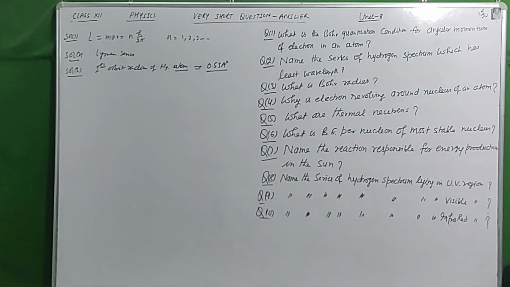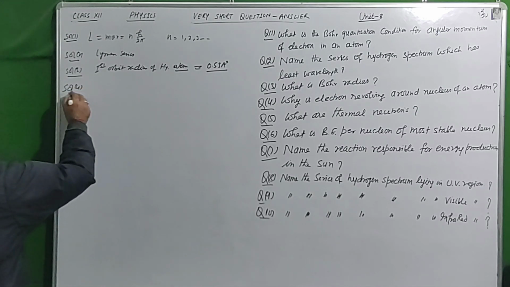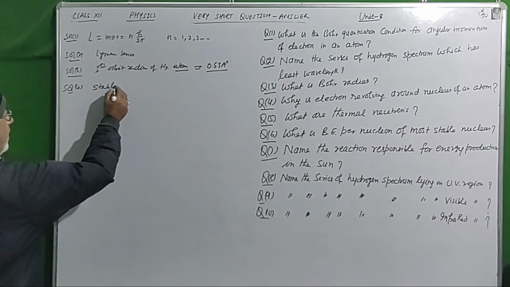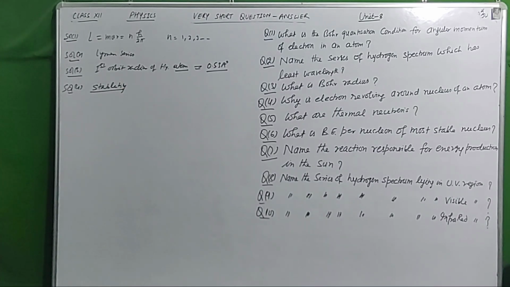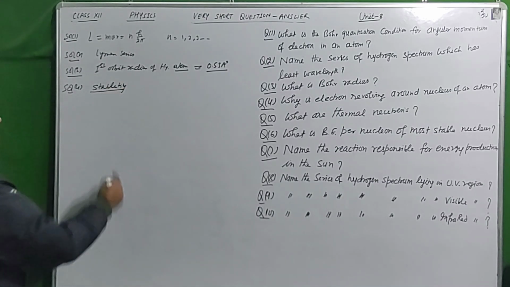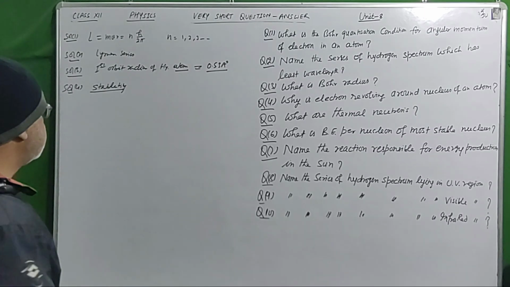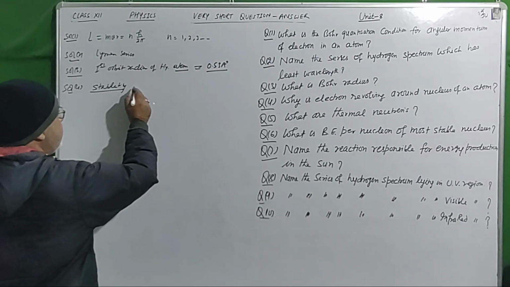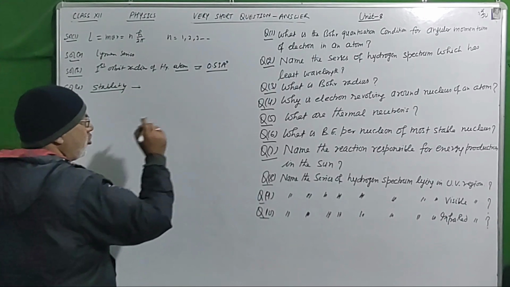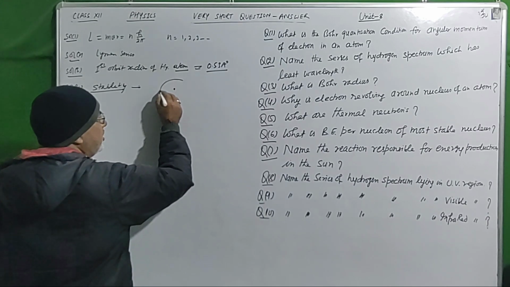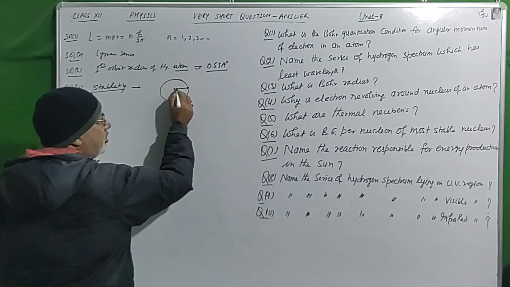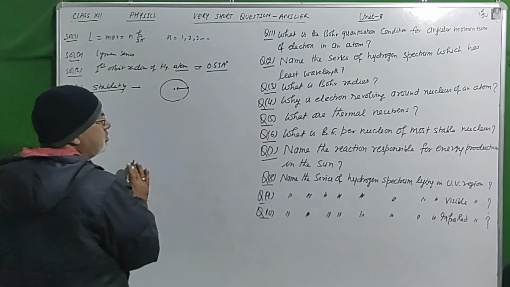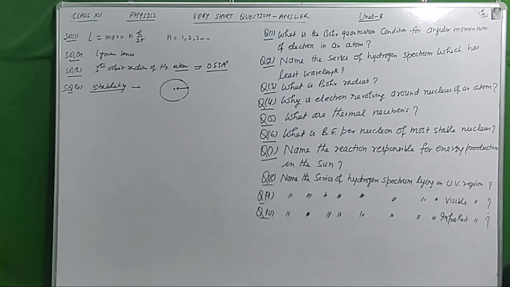Why is the electron revolving around the nucleus? To provide stability to the atom. How does it provide the stability? If the electron is not revolving around the nucleus, what happens? It is attracted toward the nucleus due to Coulomb's force, and the atom would not have existed.